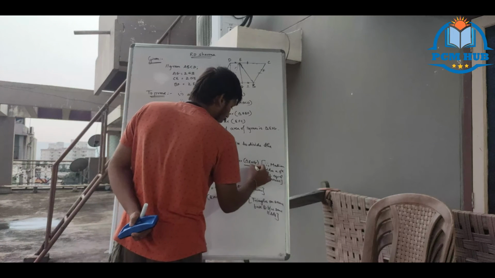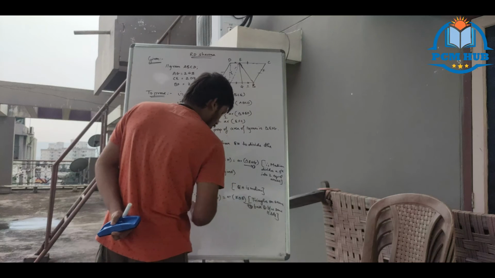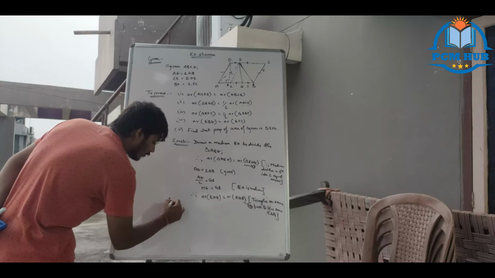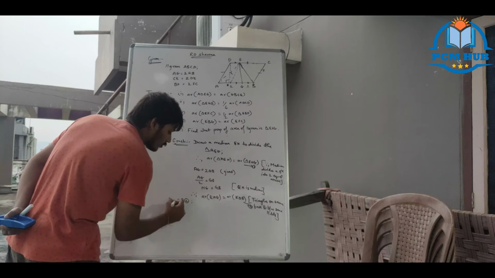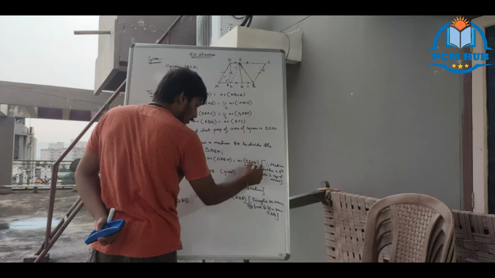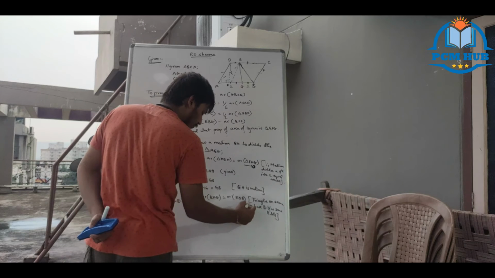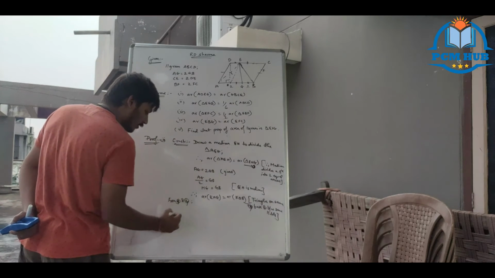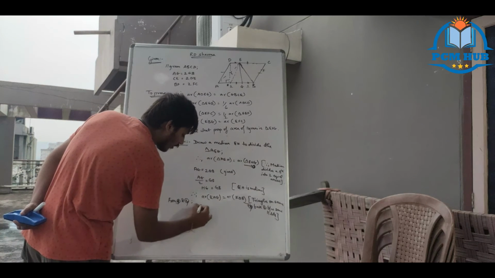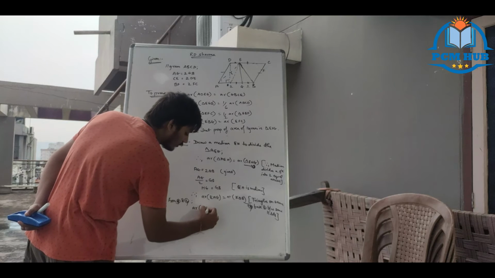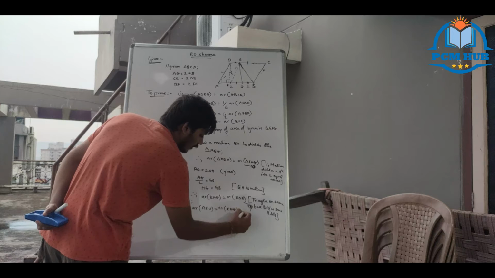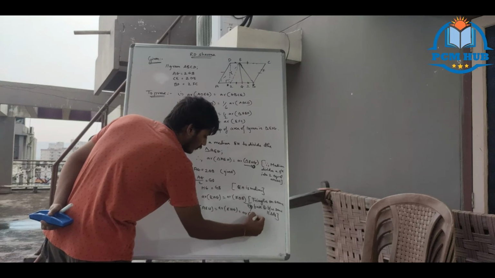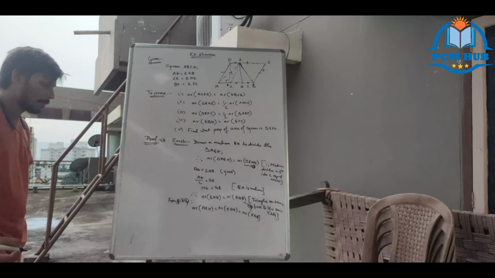So from 1 and 2, sorry, earlier we used 1 and 2. Now we put 3, this is 4. From 3 and 4, we have area of AEH equal to area of EHG equal to area of EGB. Clear?